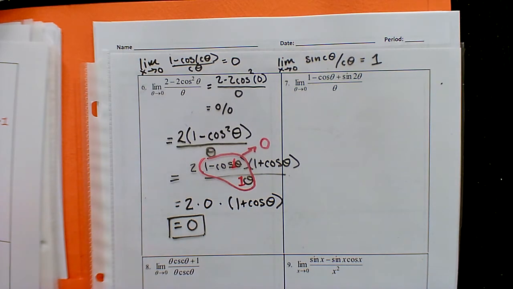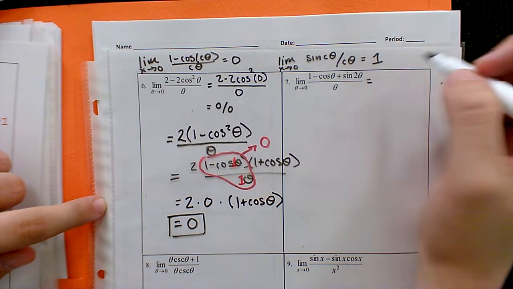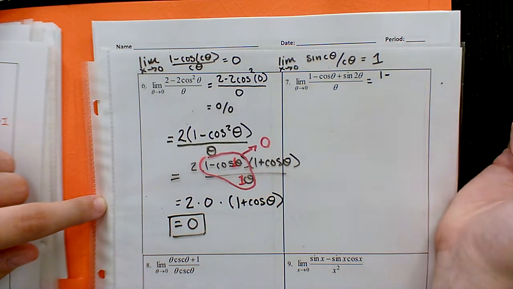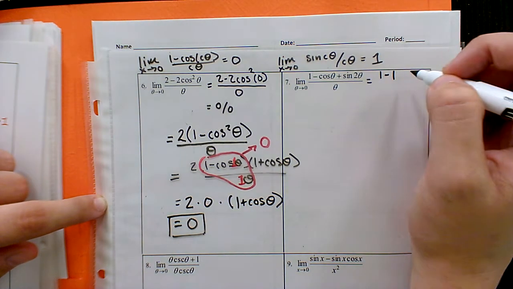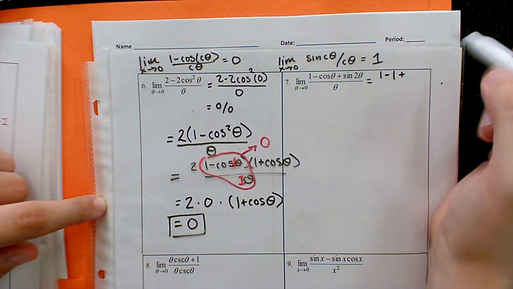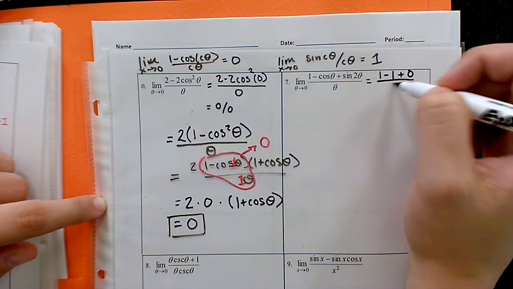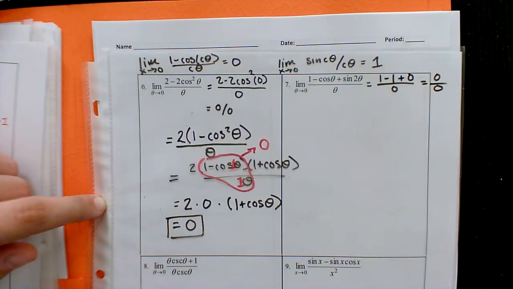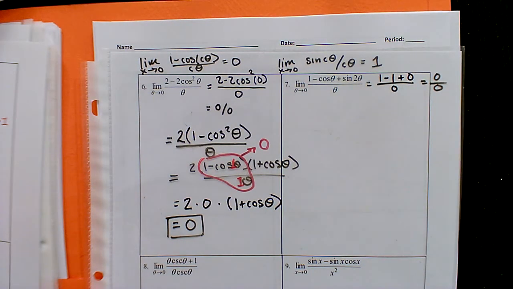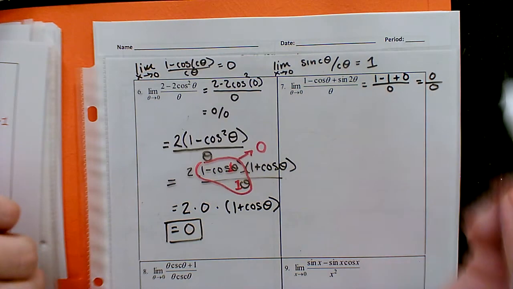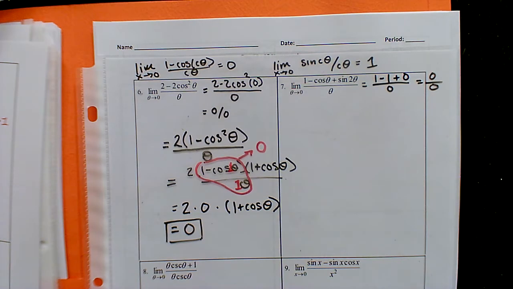Okay, let's go ahead and try 7. Direct substitution. Plug in 0. 1 minus cosine of 0, which is 1, plus sine of 0, which is 0, all over 0. We get that lovely hole again. So there should be something else that we can do to figure out this limit. What do you think? If you were to take the 1 minus cosine theta over theta and then move that plus down to the middle because it's a common denominator, you separate the fractions.